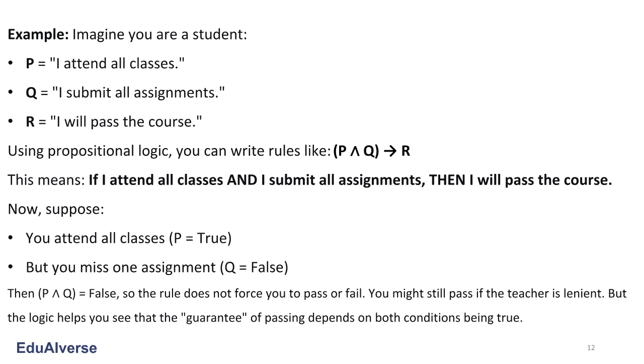Now suppose you attend all classes, so P is true. But you miss one assignment, so Q is false. Then P ∧ Q is false. The rule does not force you to pass or fail. You might still pass if the teacher is lenient. But the logic helps you see that the guarantee of passing depends on both conditions being true.